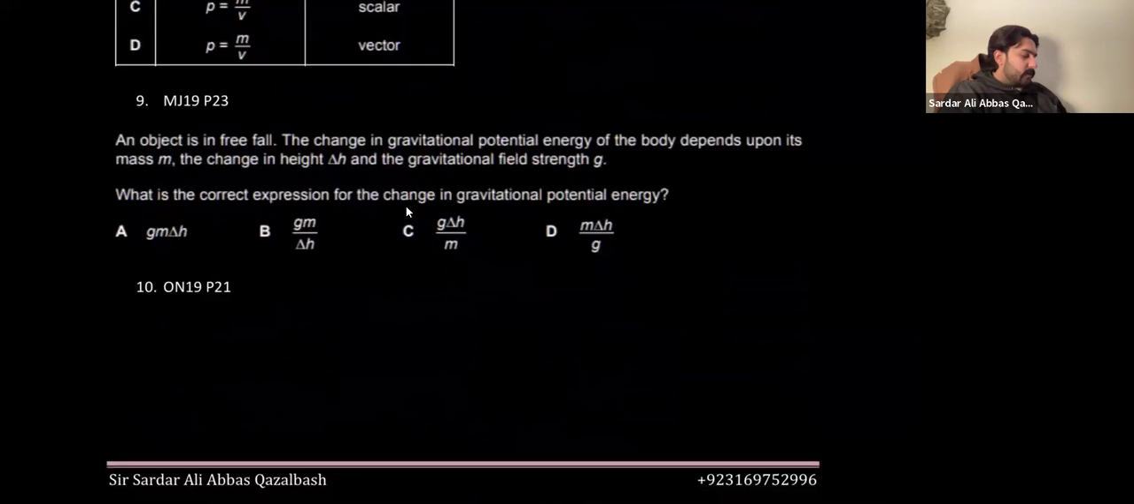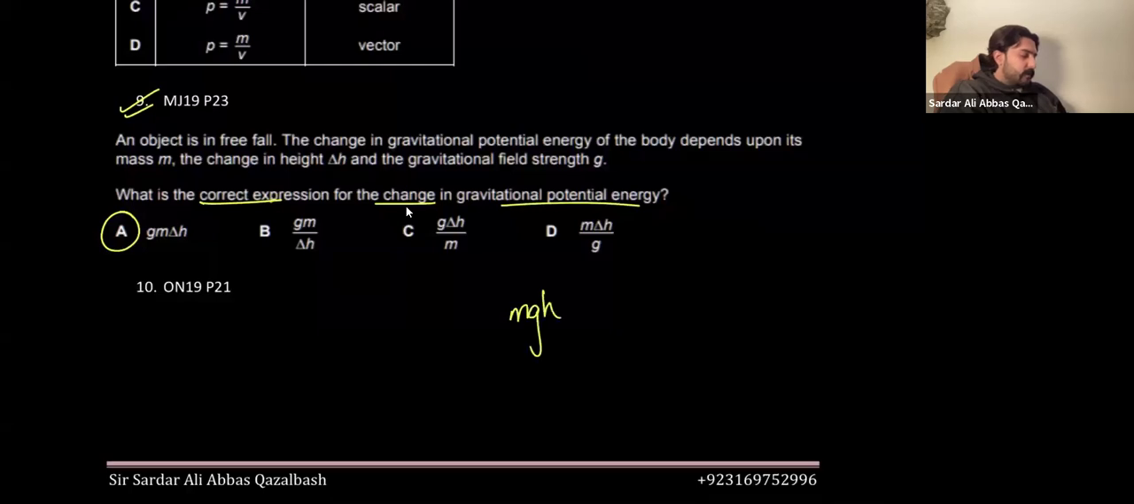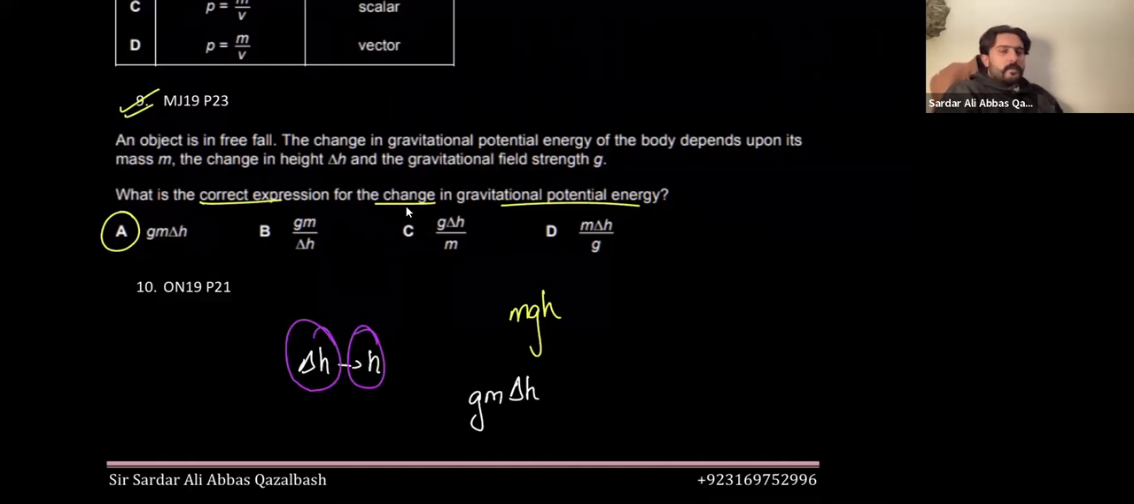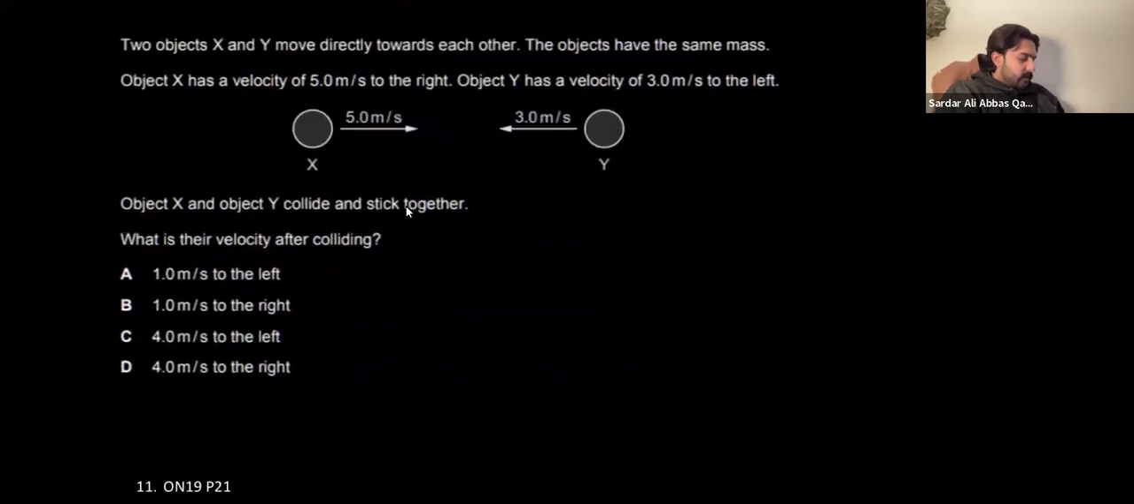What is the correct expression for the change in gravitational potential energy? We haven't studied this, but your answer is going to be A. You all know that our formula for GPE is mgh, right? Over here, they just have rearranged this and written it as gm delta h. Now remember, delta h and h are literally the same thing, okay? Because whenever we are finding the change in gravitational potential energy, we always find the change in height. So that's why they only have written delta h. It's also written here, the change in height delta h. So this is an easy question, nothing too difficult.